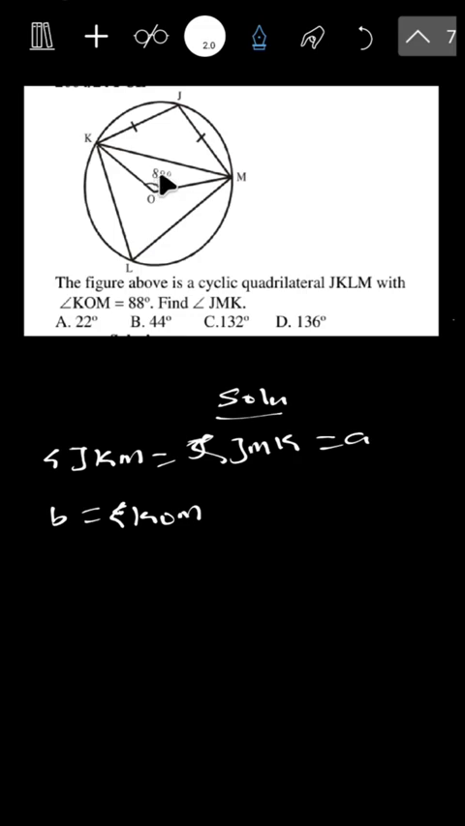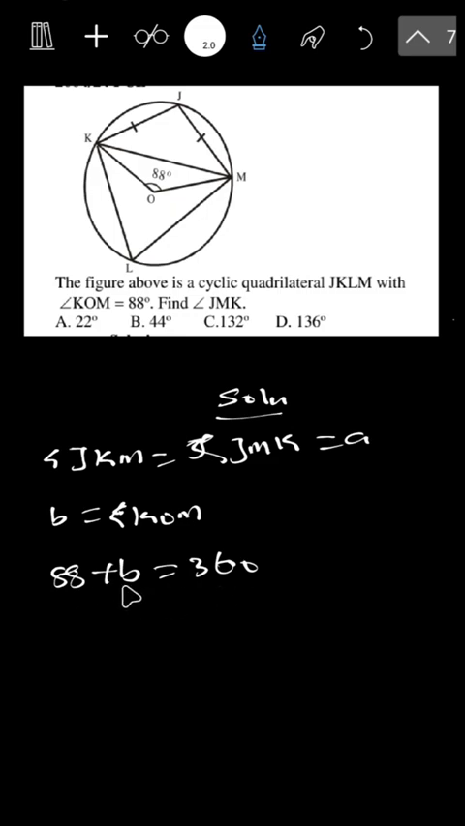That means that the sum of this angle and this angle here is equal to 360 degrees, and the angle we have here, we say it is B. Do you understand? Now the sum of the angle 88 plus angle B is equal to 360 degrees. That is the angle at the center, which is equal to 360 degrees.